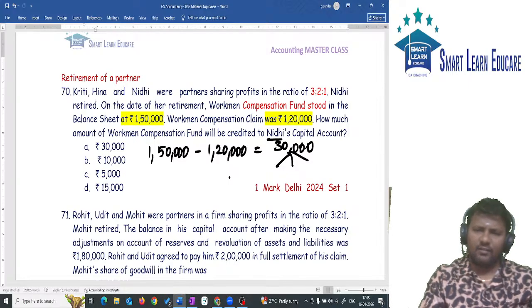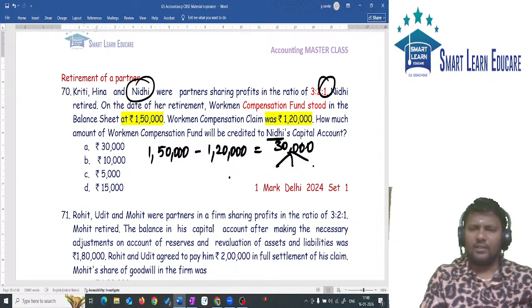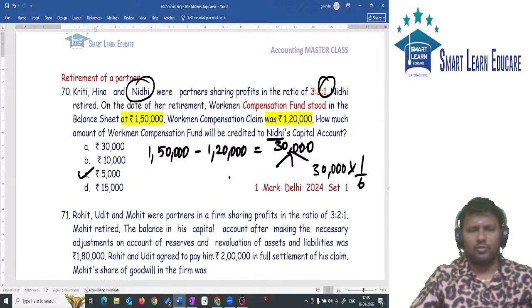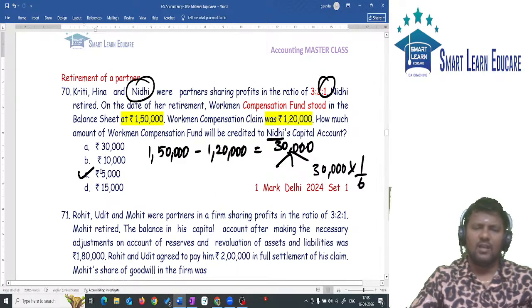In the question they are asking what is the amount credited to N's capital. N's share is 1/6. So 30,000 into 1/6 will give you 5,000. So the answer for question number 70 is 5,000.